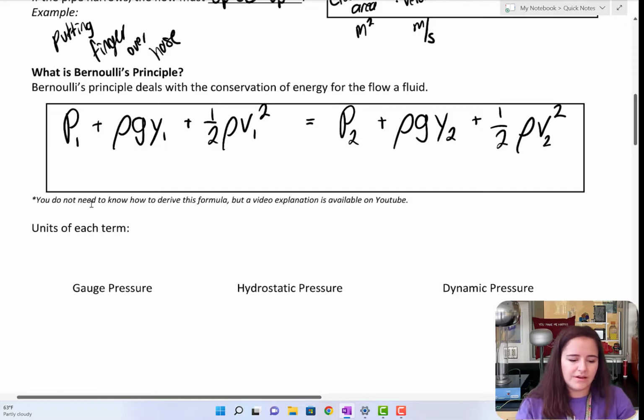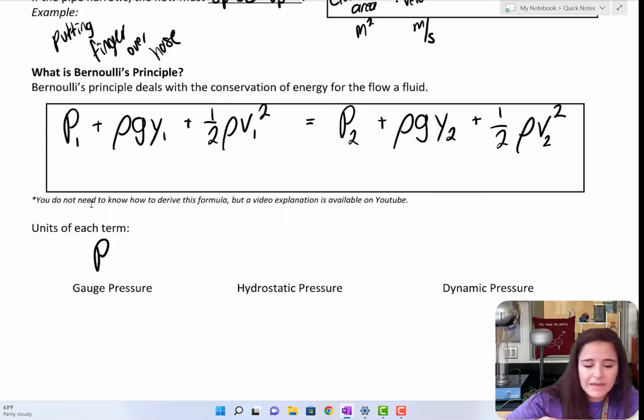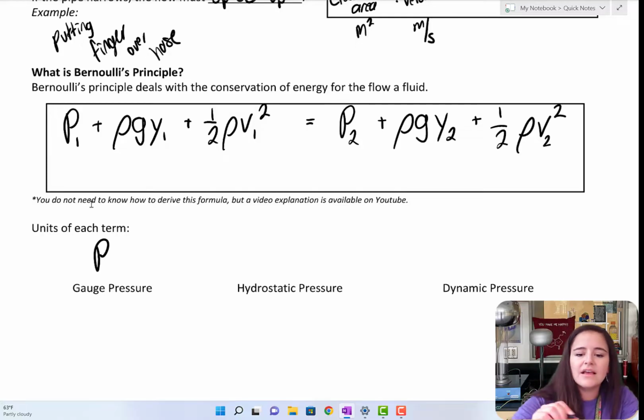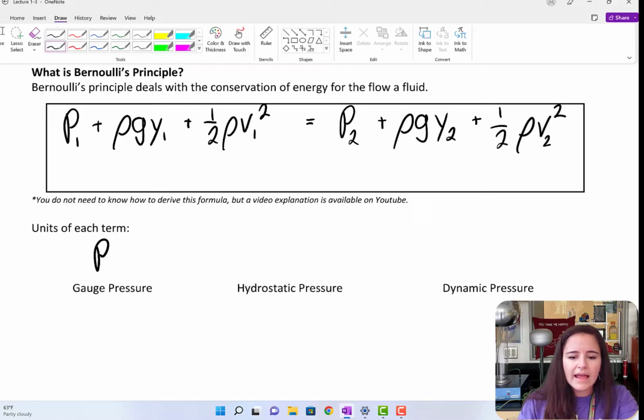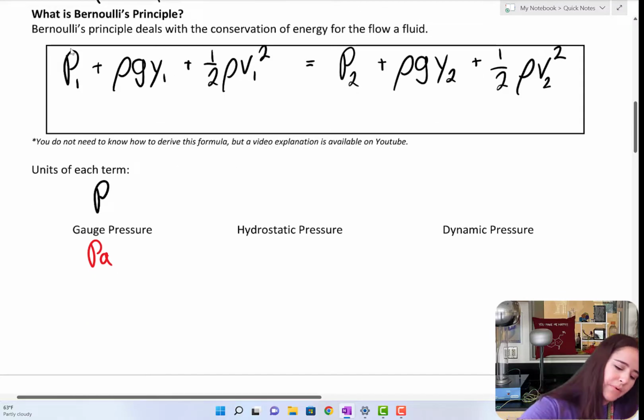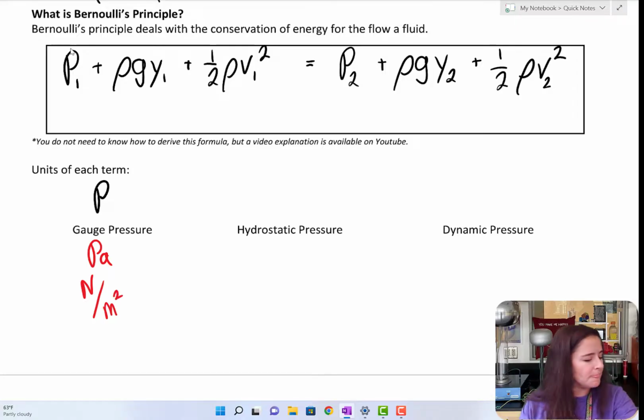This term right here, the P1, or the P, that is called your gauge pressure, okay? And that is just the pressure due to it being a fluid, whatever that pressure is at, normally measured relative to the atmosphere. And its units are going to be pascals. And remembering that a pascal is a Newton per meter squared, okay?